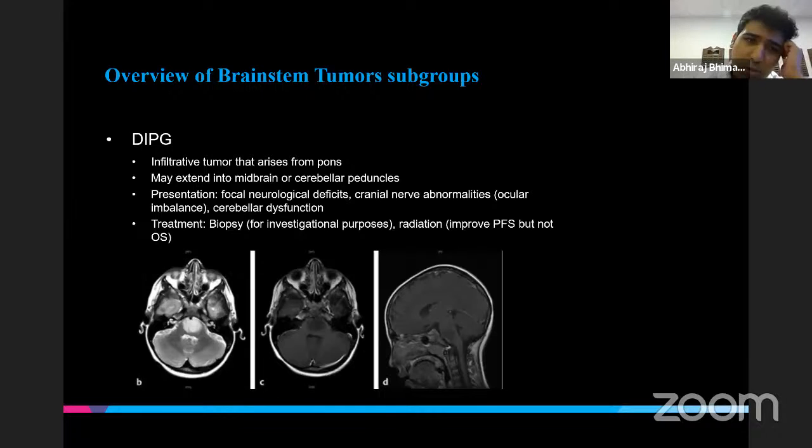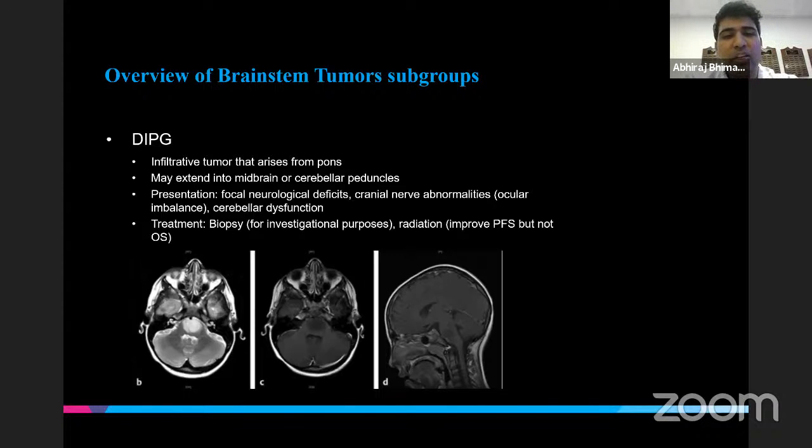The prognosis for these tumors is extremely poor, and unfortunately, the role of biopsy is very limited, for investigational purposes as well as for molecular marker studies.